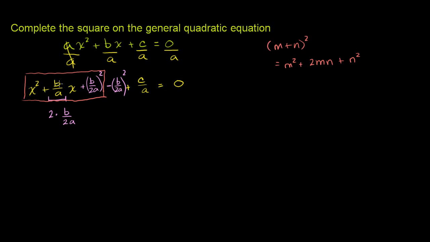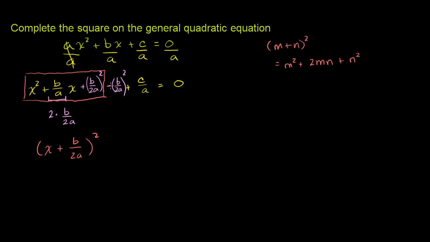That was the whole point behind taking half of b over a, that's b over 2a, and then squaring it and adding it right here. We now fit that pattern. m is x, n is b over 2a, and 2mn, if I take an x times b over 2a and multiply that by 2, I get b over a x. So this trinomial, the first 3 terms, is a perfect square trinomial, and we can write it as x plus b over 2a squared.